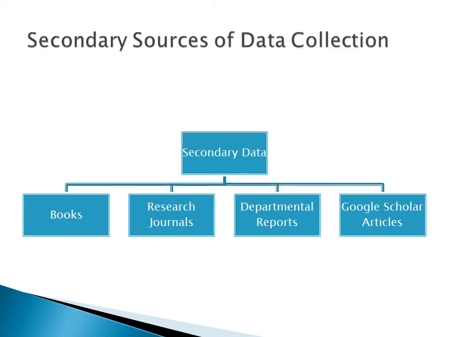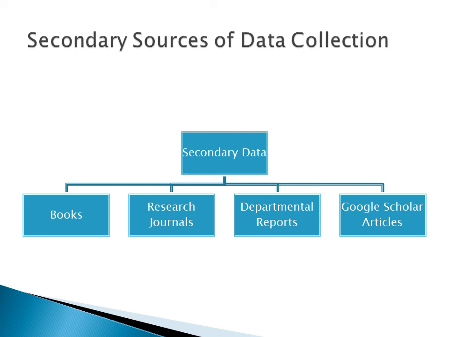Then we have the secondary sources of data collection. Secondary sources are those sources which are not present and we cannot contact them. The researcher cannot contact them personally. These sources are always there. Number one source is books.